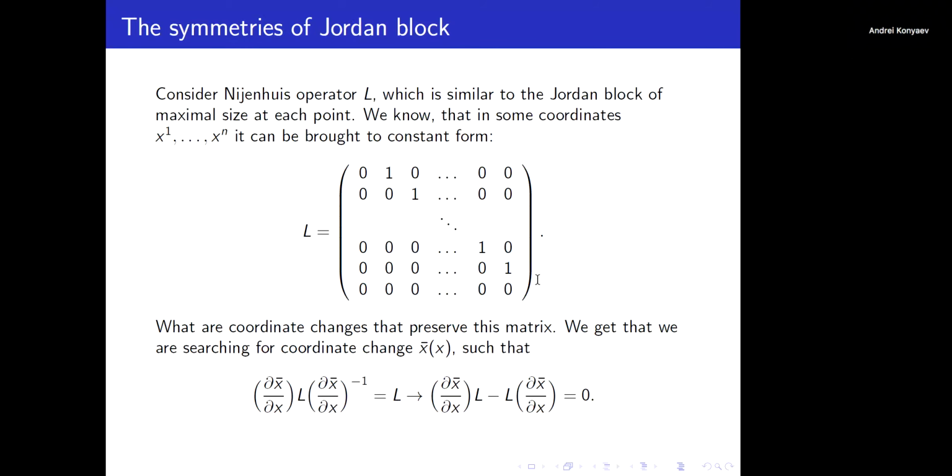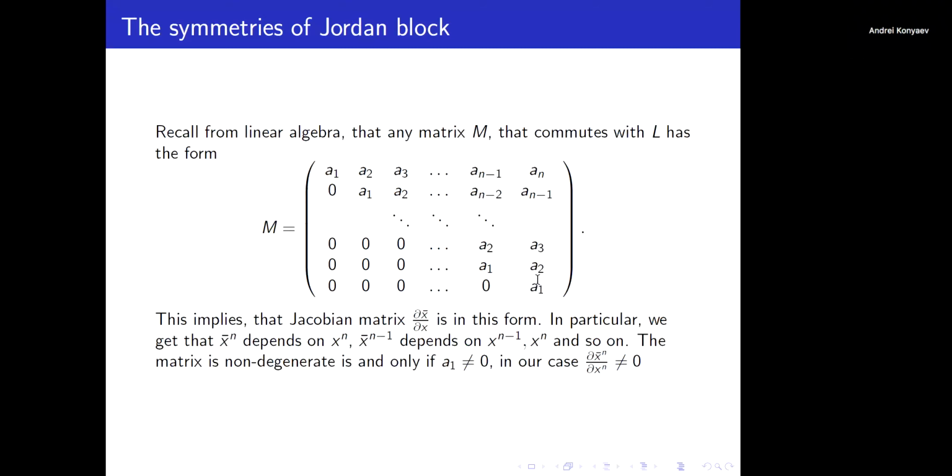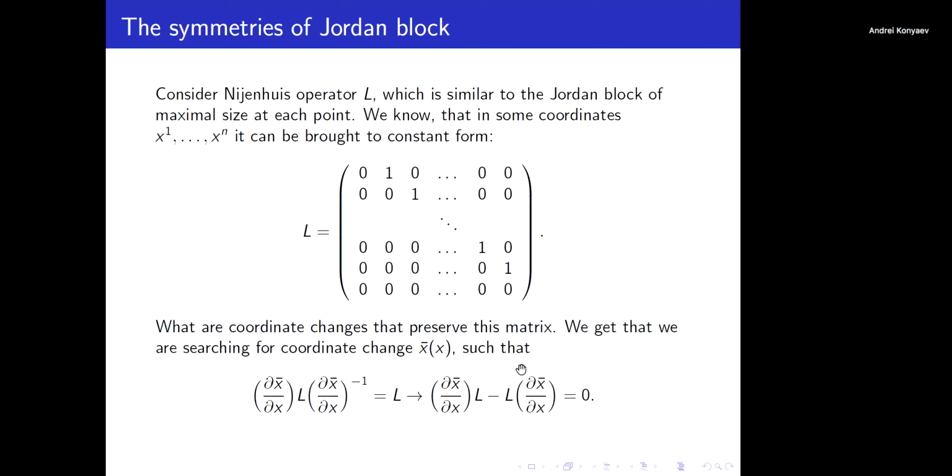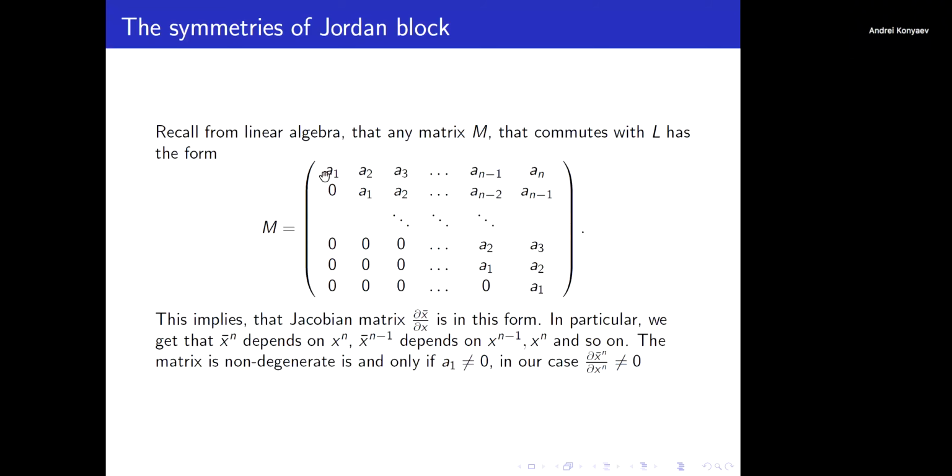If you go and do the calculations straight ahead, it's a good exercise from linear algebra, you will see that the only matrices that commute with L, which is a very strong algebraic condition, are matrices of this form. You have something on the diagonal, then something above the diagonal. All these numbers coincide. So this A1, they all coincide, A2, they all coincide, and so on and so forth. This implies that the Jacobian matrix is in this form.